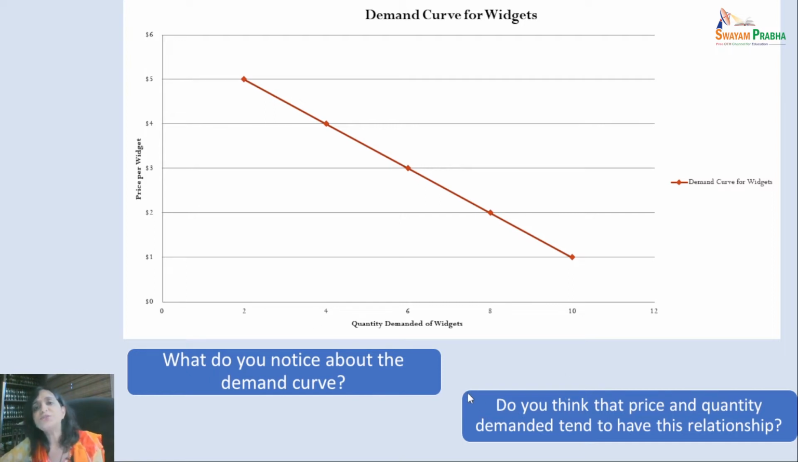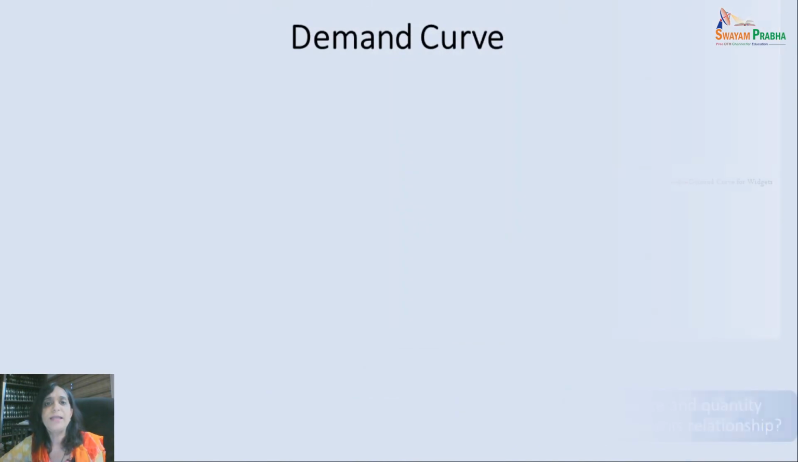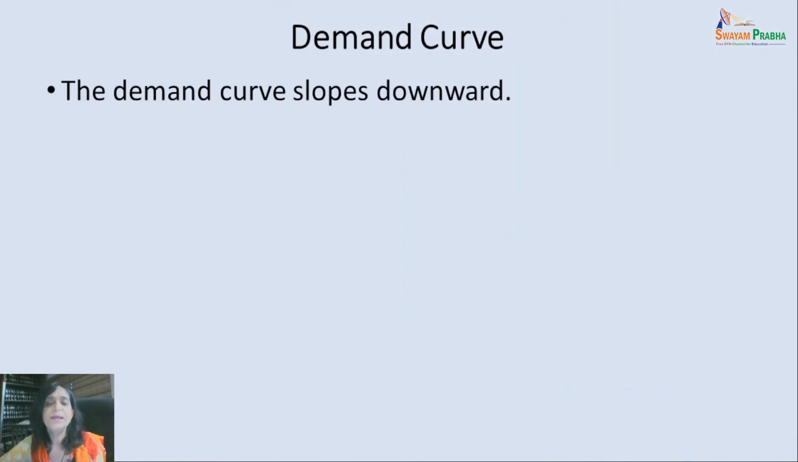Now, the second question which comes to mind, and you must be thinking about it also, is why does this relationship exist? Why does this happen? That when price reduces, the quantity demanded increases, or when the price increases, quantity demanded decreases. What do you think? Give it a thought and I'll come back to it. What do we see about the demand curve here? That the demand curve is sloping downward.